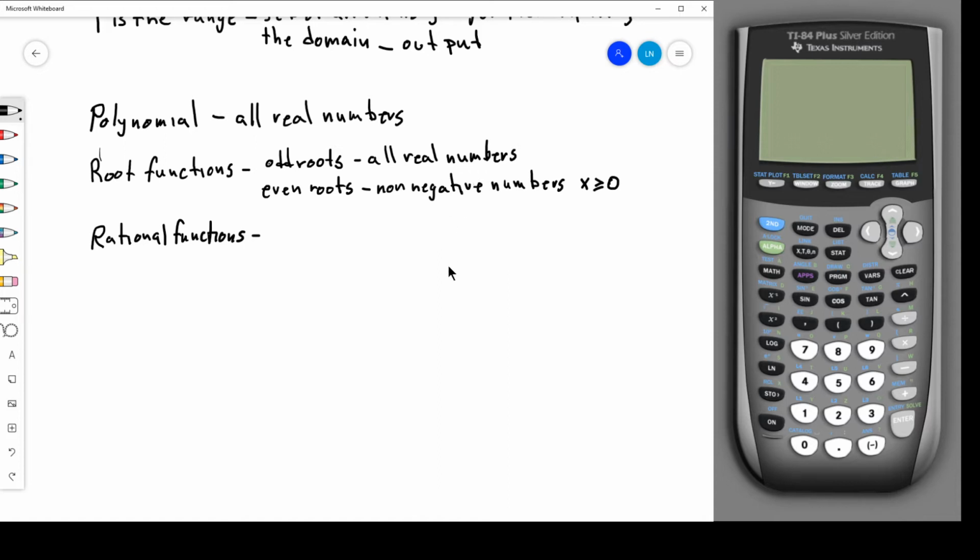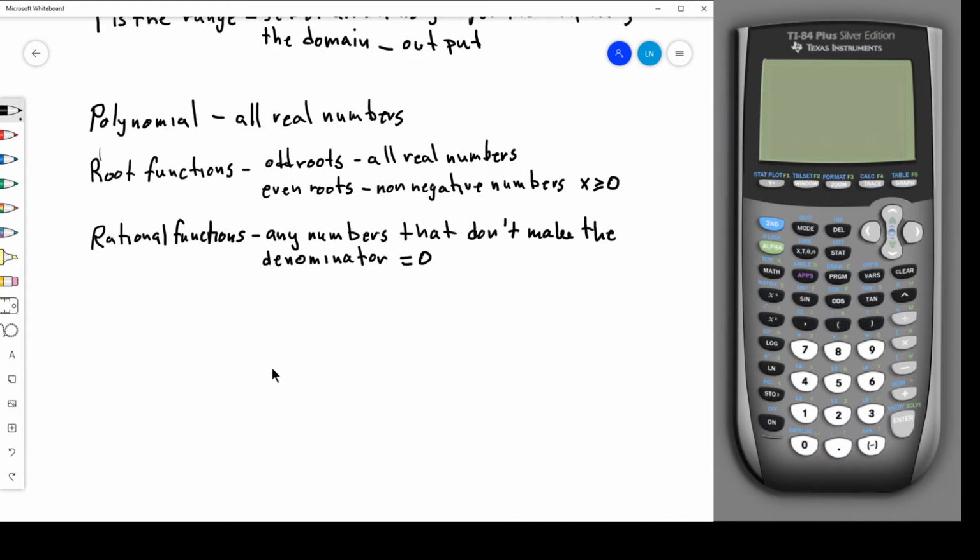So the domain for a rational function is any numbers that, let's see, how can I say this easily? Let's do it this way, that don't make the denominator equal to 0.